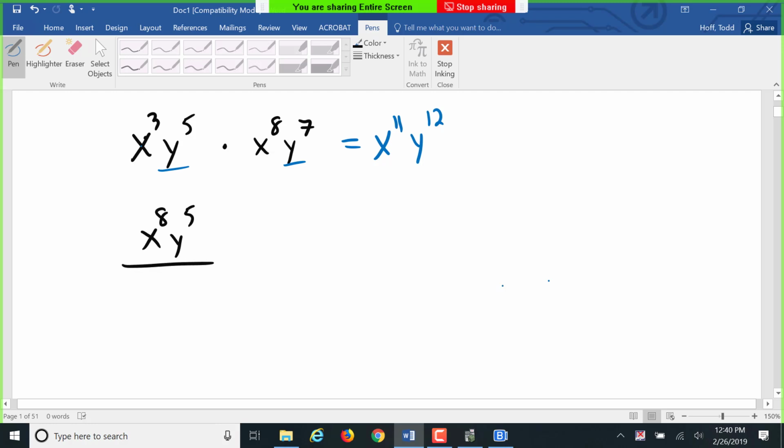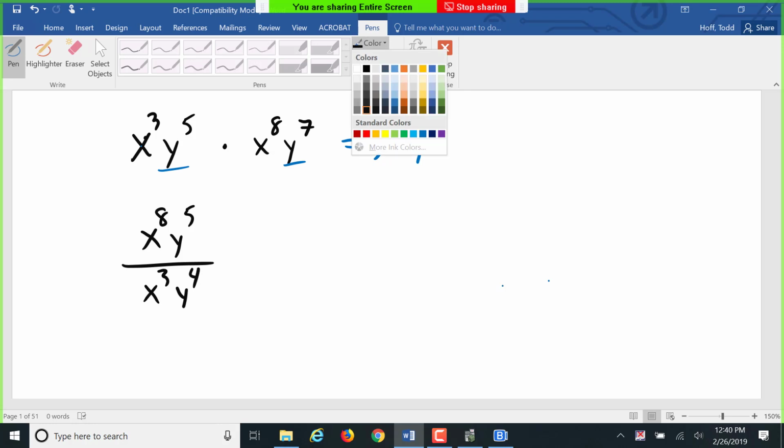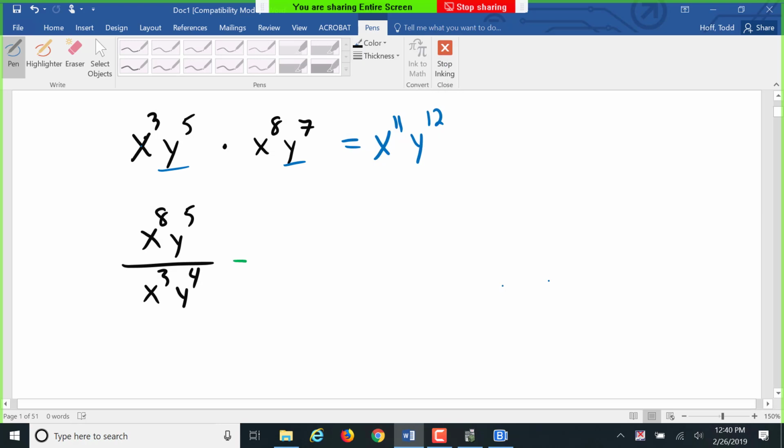Same is true with the division. I can have x to the 8th, y to the 5th over x to the 3rd, y to the 4th. When I divide that out, what do I get for the x, I should say? To the 5th. 8 minus 3 gives me 5. And for the y? 1. Just y, right? Y to the 1. 5 minus 4 is 1. So y to the 1 or just y.